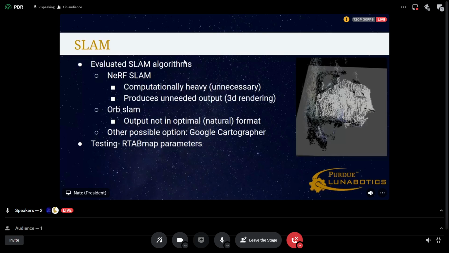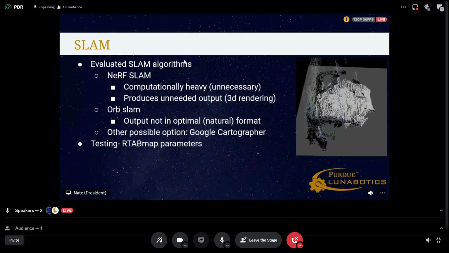First thing I'm talking about is SLAM. So what we've done so far is evaluate a few SLAM algorithms, NeRF-SLAM and Warp SLAM specifically. We decided probably against those. We found another possible option called Google Cartographer. We might look into that, maybe not. But otherwise, RTAB-Map is probably the best, we decided.